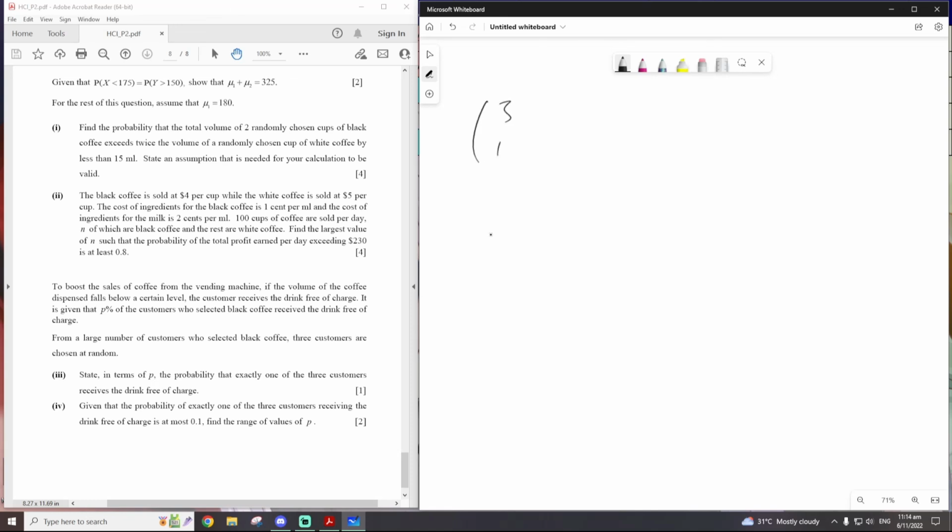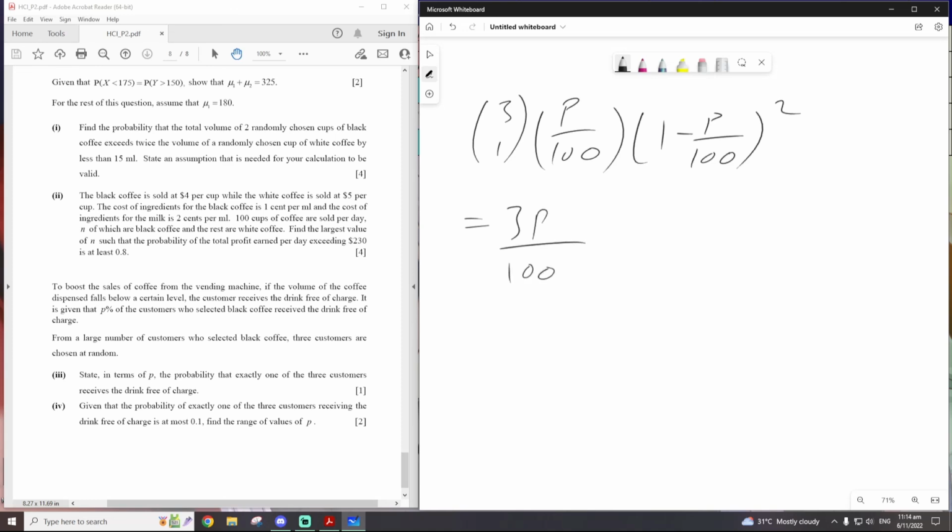It's actually just 3 choose 1. You choose one of them to be free. And then the probability that you get it is P over 100, right? Because P%. So P over 100. Then you do 1 minus P over 100 for the 2 customers that didn't get the free cup. So this simplifies to 3P over 100, 1 minus P over 100 square. I think this is sufficient for this part.